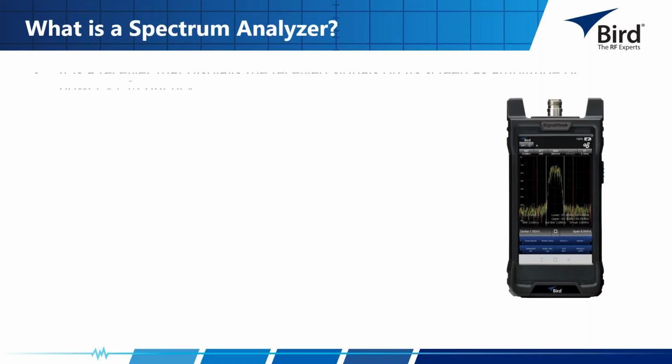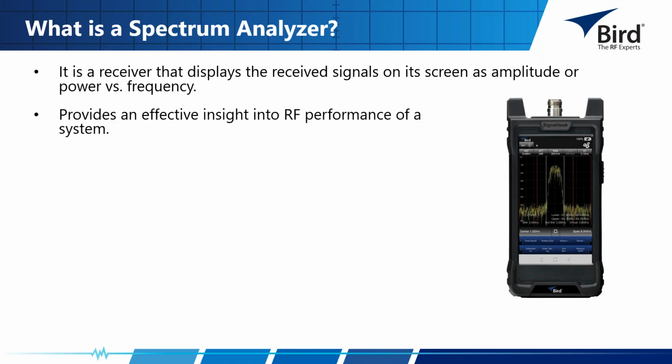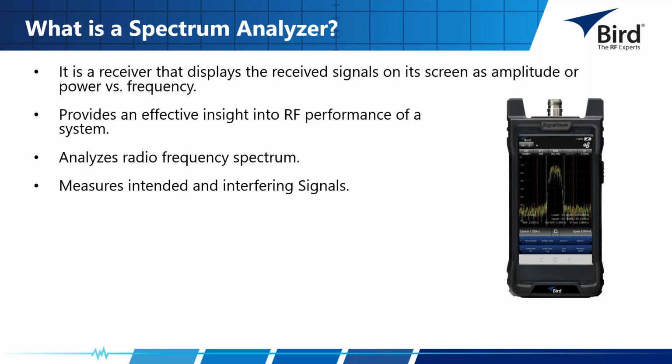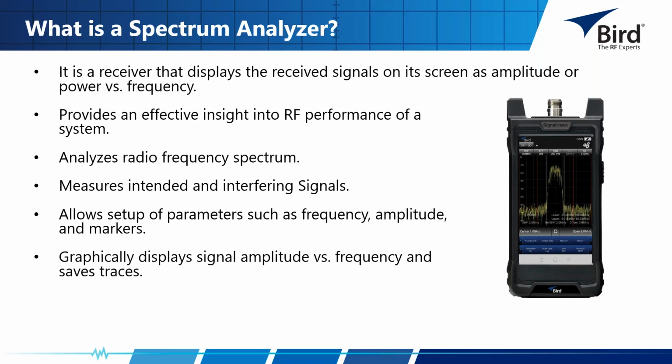Well, what is a spectrum analyzer? It is a receiver that displays the received signals on its screen as amplitude or power versus frequency. It provides an effective insight into RF performance of a system, analyzes the radio frequency spectrum, and measures intended and interfering signals. It also allows setup of parameters such as frequency, amplitude, and markers, and graphically displays signal amplitude versus frequency and saves traces. It can be portable or standalone bench equipment.